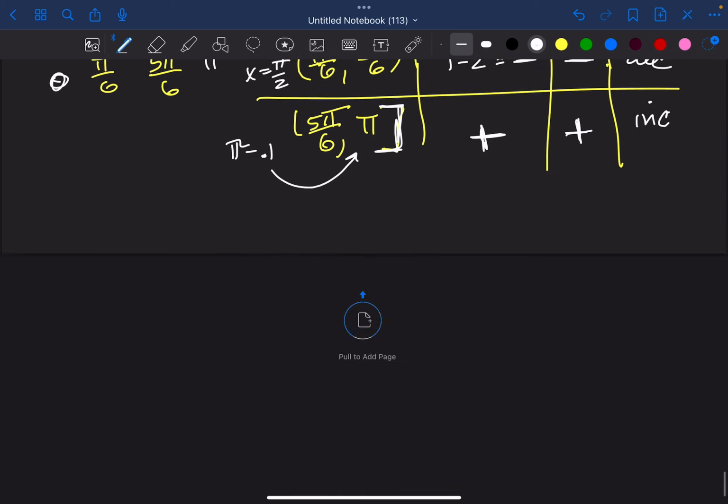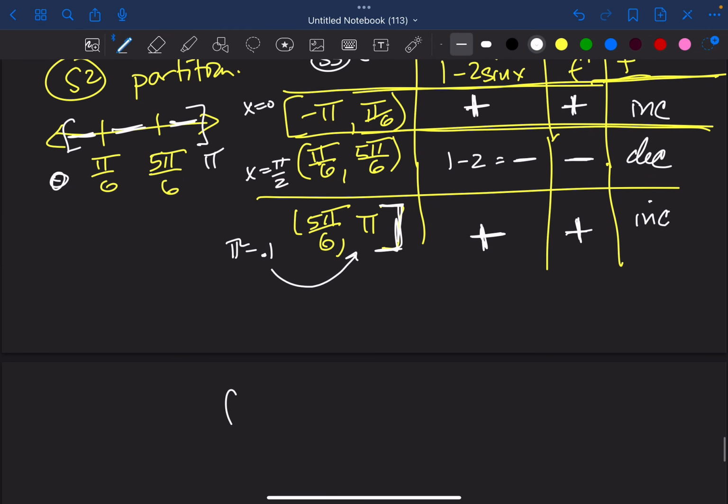So I've got increasing, decreasing, increasing, so that means if my derivative goes from positive to negative, that means we have a local what?